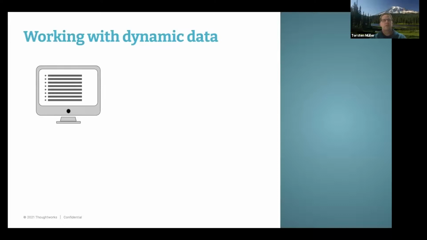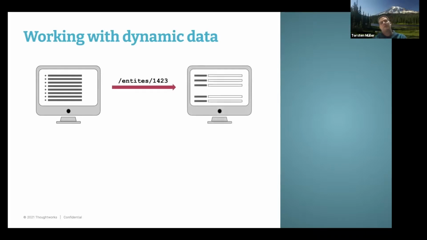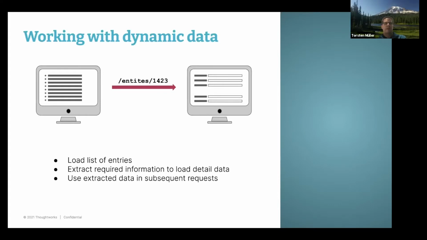So this was that. Now let's get a little bit into checks. If we're thinking again of how users use systems, we have list pages. And the user goes and says, I want to see more about this detail. So what happens is we're making a request to the server, and then we get the data to show the next screen. So the tasks are, we need to load a list of entries, and then we need to extract the information from the past data, in this case the 1423, to then make the request to get the next page.